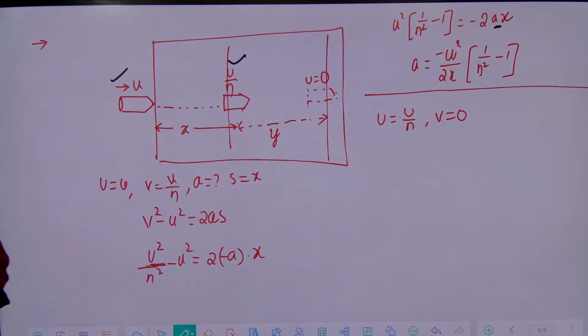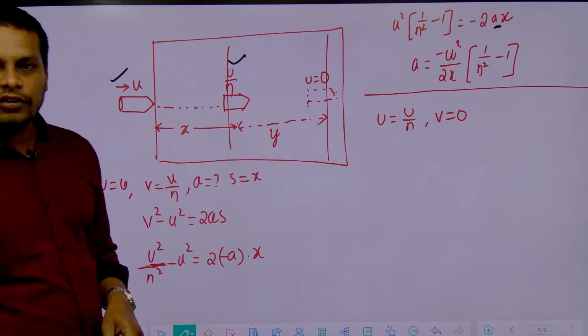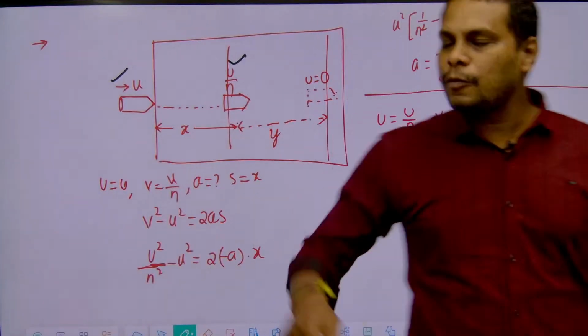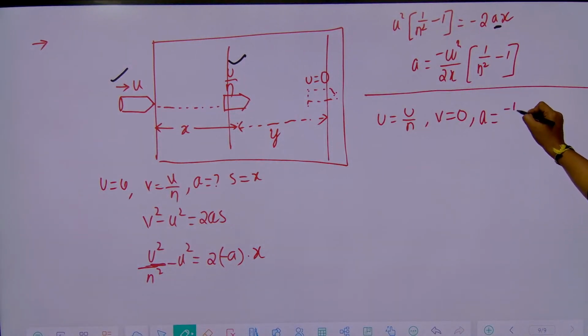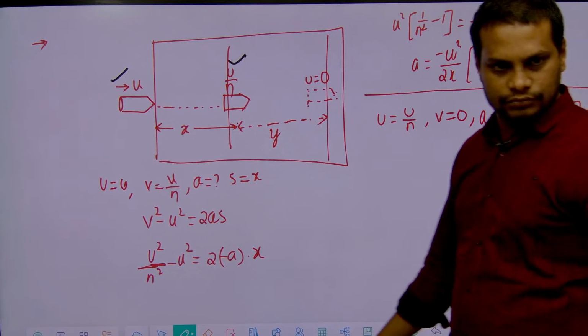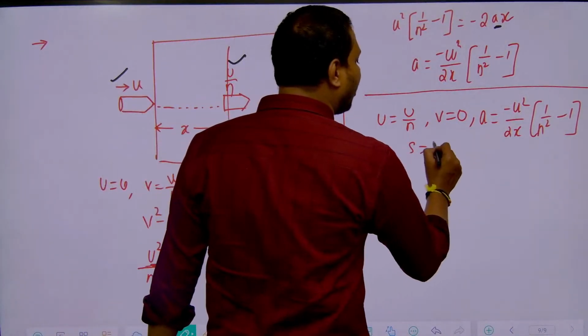All these are the kinematic equations at constant acceleration. Constant acceleration అనుకున్నాం కదా. సో పైన ఎంత యాక్సిలరేషన్ అవుతుందో ఇక్కడ కూడా అంతే యాక్సిలరేషన్ అవుతుందమ్మా. So that is minus u square by 2x into 1 minus 1 by n square minus 1. Did you get it? ఇప్పుడు ఈ ఎక్స్ట్రా డిస్టెన్స్ ఎంత? ఎక్స్ట్రా డిస్టెన్స్ ట్రావెల్డ్ ఇస్ y కదా.